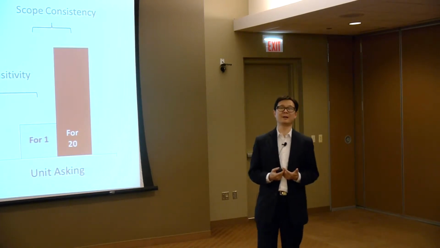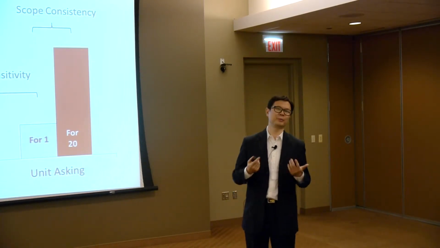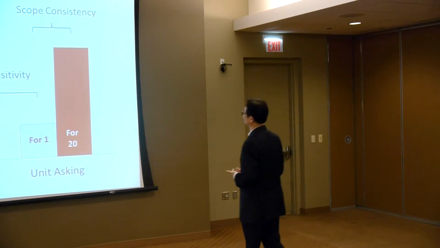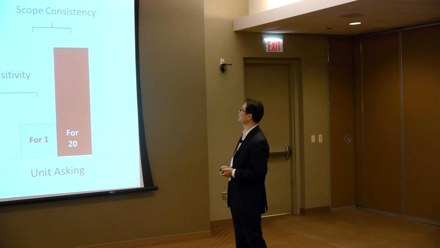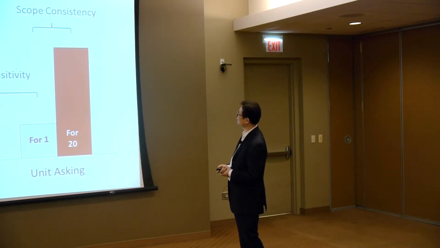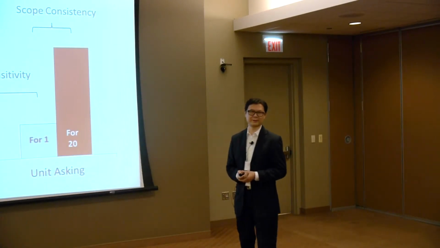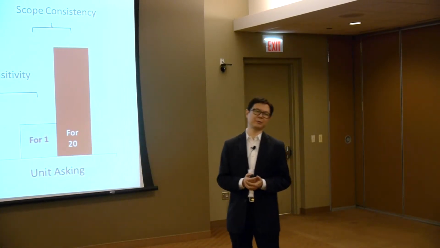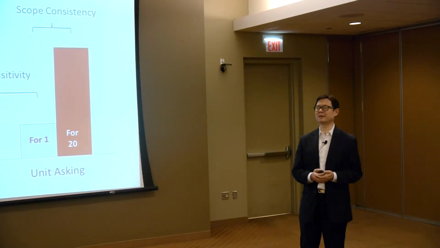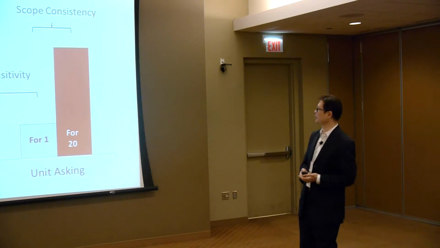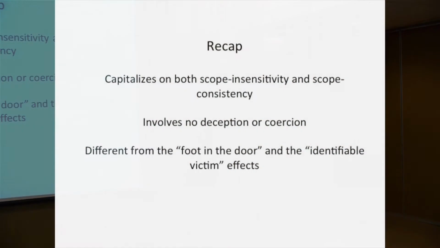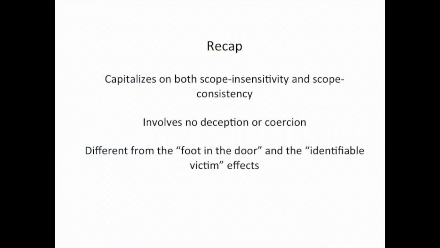All of a sudden, I think, I should multiply. Of course, I don't multiply by 20. I multiply by some factor, and in this particular case, probably by 3. So this is a combination of scope insensitivity and scope consistency. From a psychological theoretical perspective, there's nothing new. But I think this is a nice application of these well-established psychological phenomena to something real. Okay. So let me just recap.